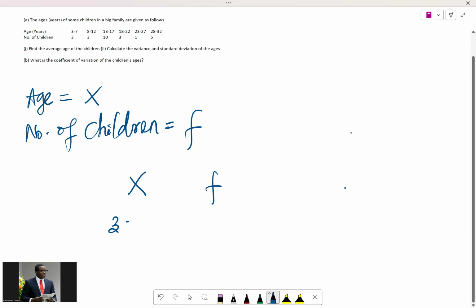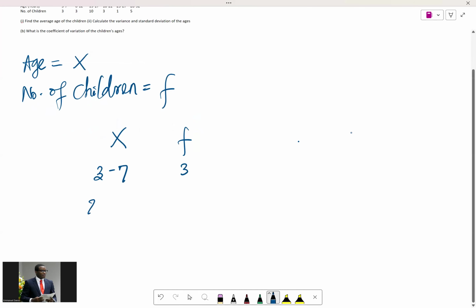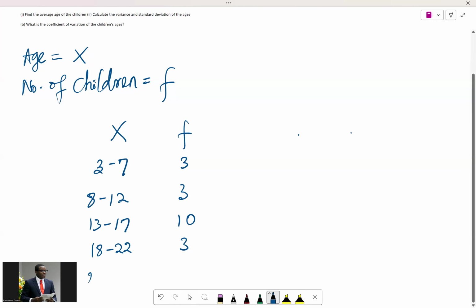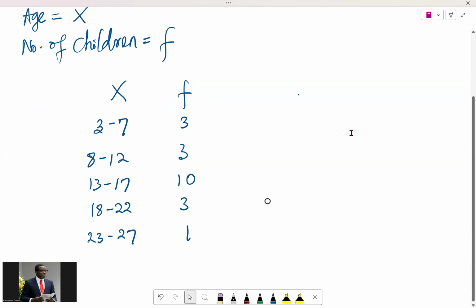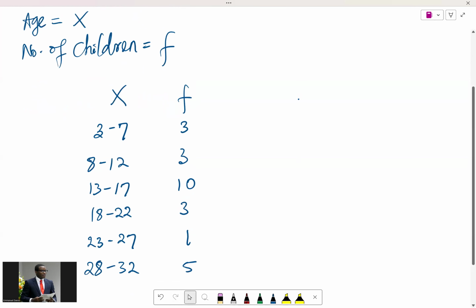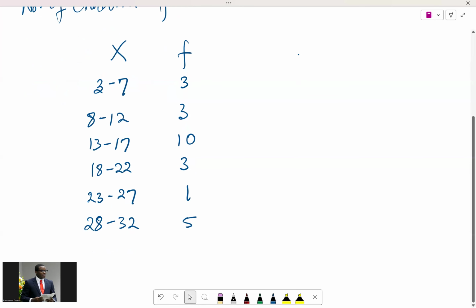For 3 to 7, we have 3 children. For 8 to 12, we have 3 children again. Then for 13 to 17, we have 10 children. 18 to 22, we have 3 children. 23 to 27, 1 child. And then 28 to 32, we have 5 children. So that's that.